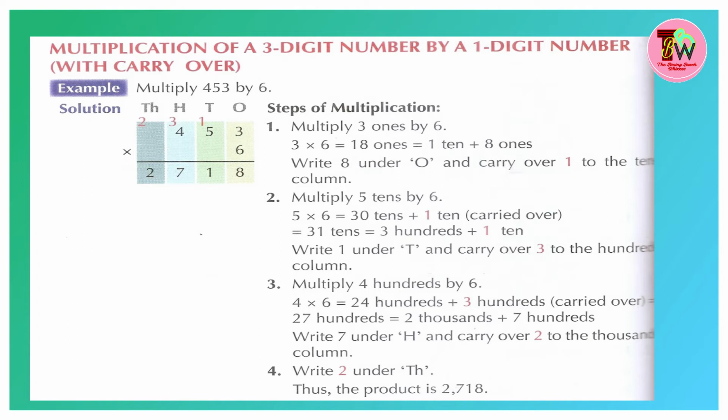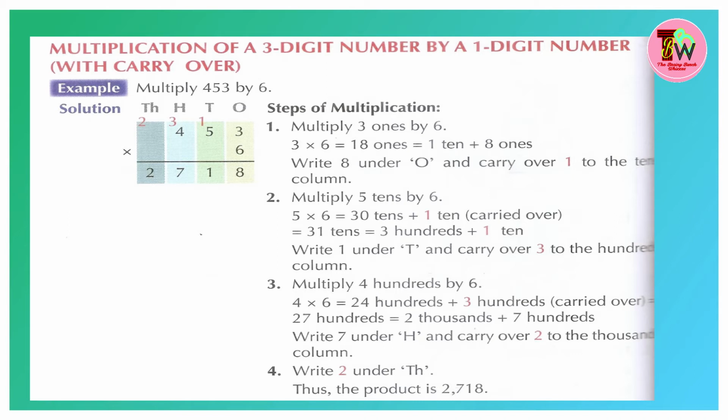We have to start multiplying from the ones place value. 3 is multiplied by 6. 3 6s are 18. 8 we write in the ones column, and 1 is carried over to the tens column. After that 5 6s are 30. Plus 1, 31. 1 we write in the tens column, and 3 is carried over to the hundreds column.